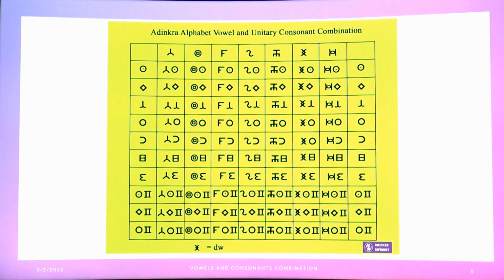For the letter B, we have ba, be, bi, bo, bu. Then for D we have da, de, di, do, du. We have fa, fe, fi, fo, fu.